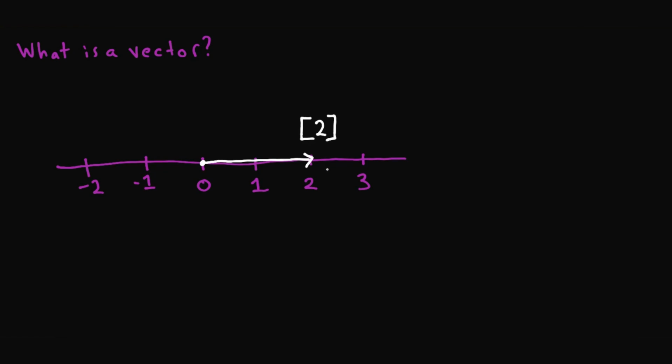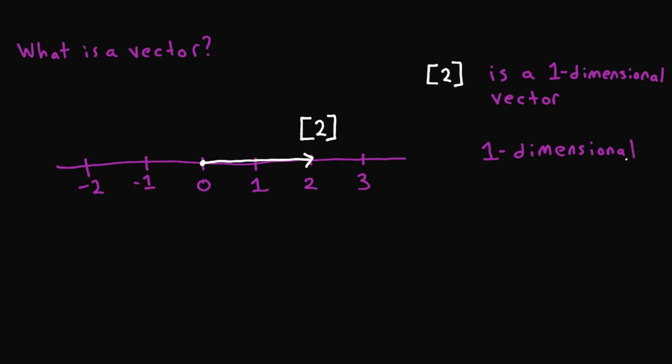I didn't really need to write a box around it. This is literally just the number 2, but I'm going to use the box notation because that's what we'll use when we move to higher dimensional vectors. Now this number 2, it's also an example of a vector, but it's just a one-dimensional vector. And here, the one-dimensional part just means that it's described by one number.